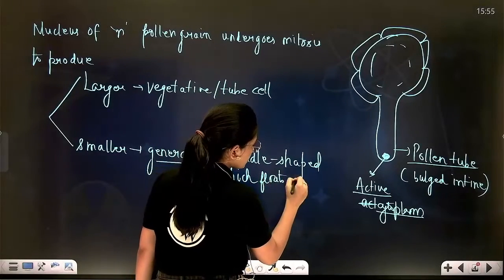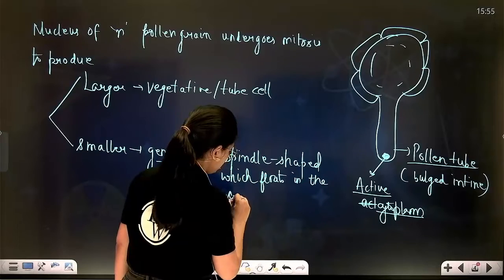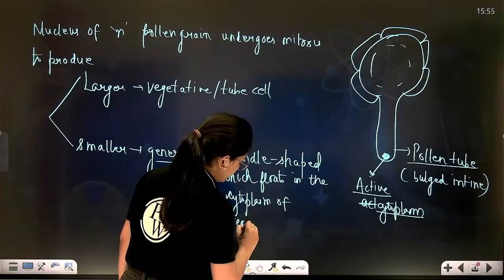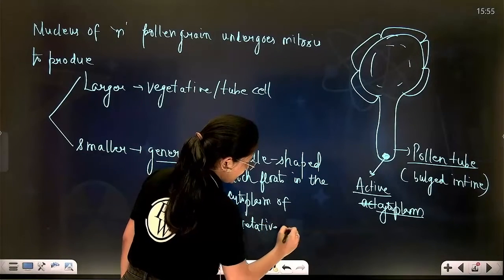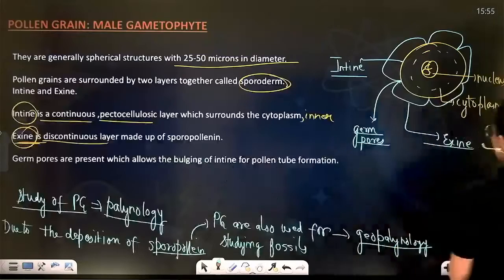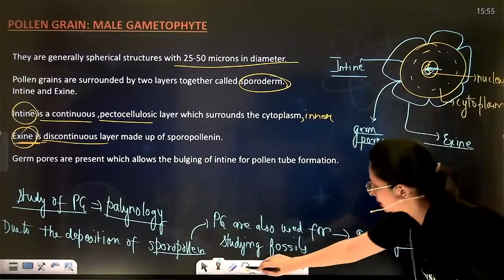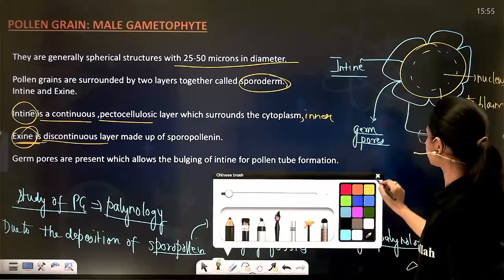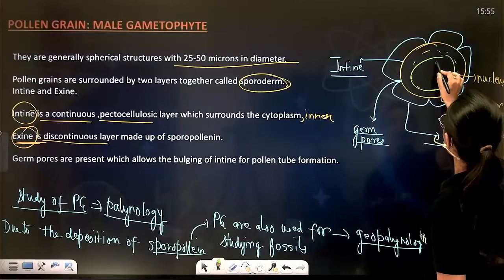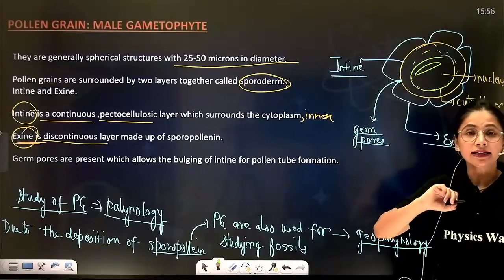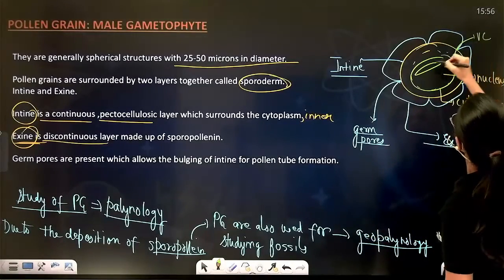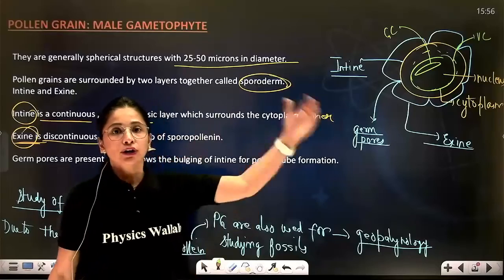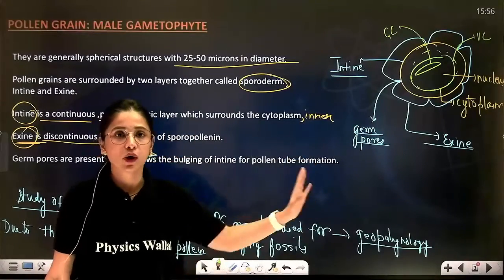Spindle shaped, which floats in the cytoplasm of the larger vegetative cell. Correct? Like this, if this nucleus undergoes division, now let's see how it will look. So this is the larger vegetative cell, in the cytoplasm of which there is the smaller generative cell. So this is the vegetative cell and this is the spindle shaped smaller generative cell. This is how your male gametophyte looks. This is what a pollen grain is.